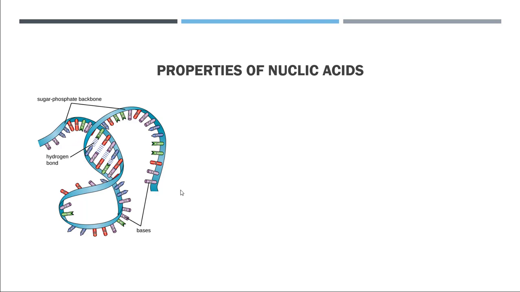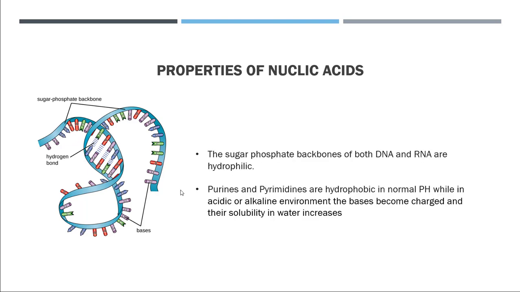Now the sugar phosphate backbone, as we saw in the structure, does contain an oxygen atom with a negative charge on it, and the sugar molecules have OH groups in them, so they have hydrophilic properties. So by thinking of the structure, you should understand that the sugar phosphate backbone of both DNA and RNA will be hydrophilic. But purines and pyrimidines will be hydrophobic if they are present in normal pH.